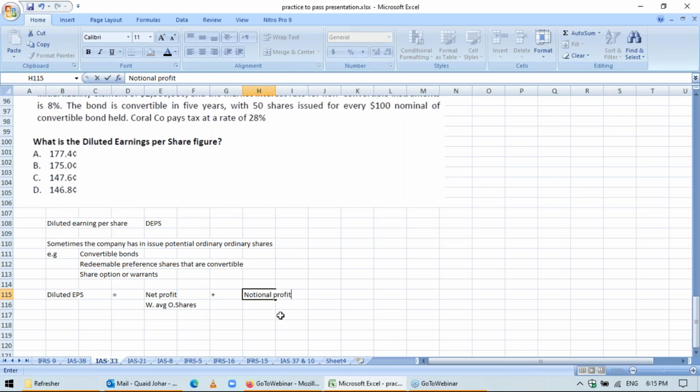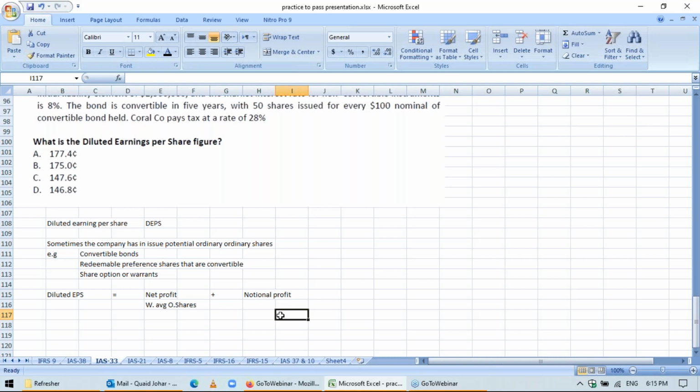to the numerator. Now, if the convertible bonds get converted into shares, what happens? We won't be paying any interest. Right now, we have deducted the interest expense from the profit, so our profit is lower right now. But once it gets converted in that year, the company won't pay interest expense. So the profits in that year will increase, right?